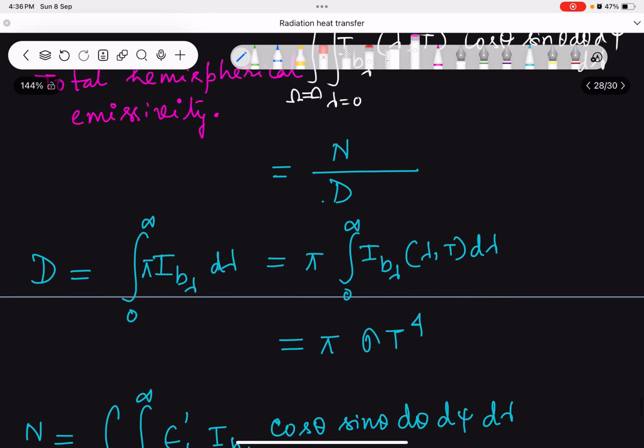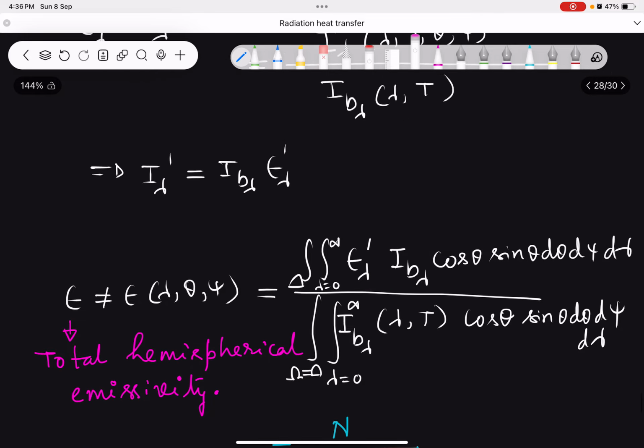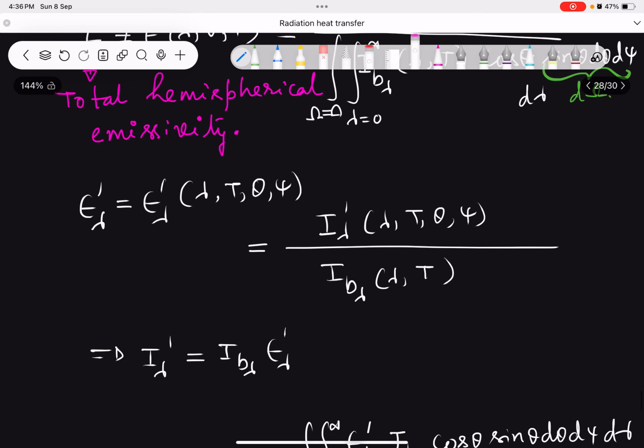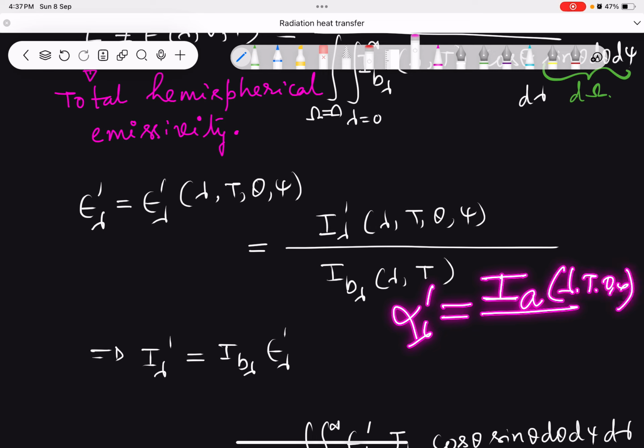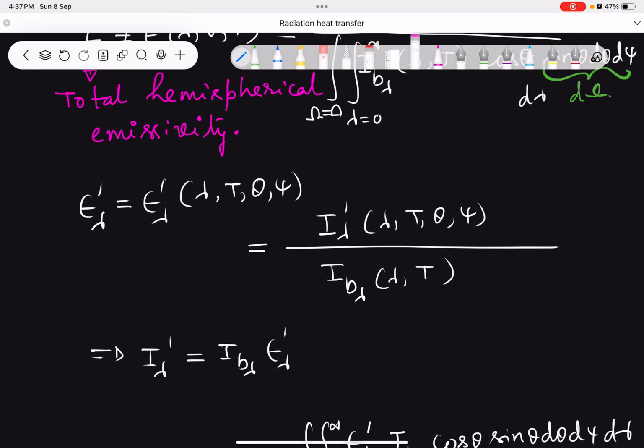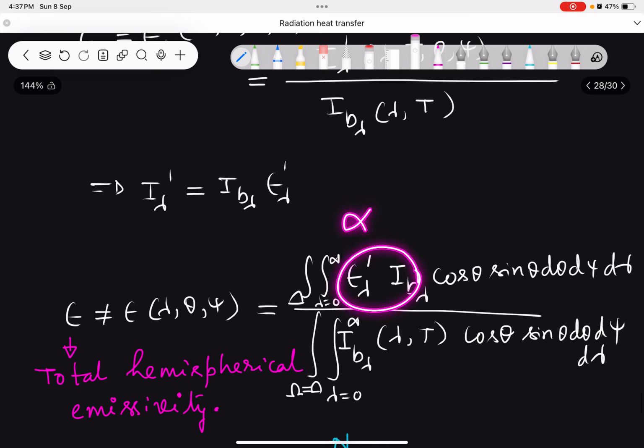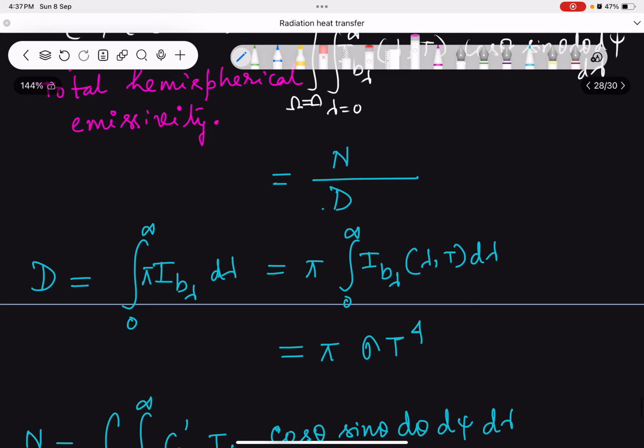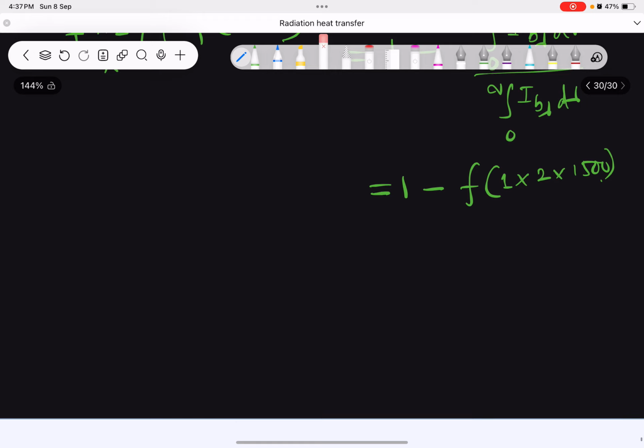If it was given absorptivity, then what would you do? From the definition of spectral directional absorptivity, alpha lambda dash is equal to the absorbed intensity I_A lambda over the incident intensity, which we write as G. So then here you would have epsilon lambda dash into G, and here only G. These are the basic concepts, so you should build your concept like this.